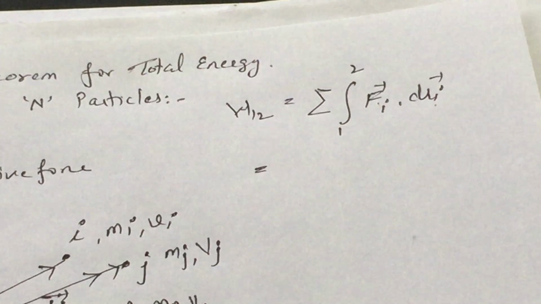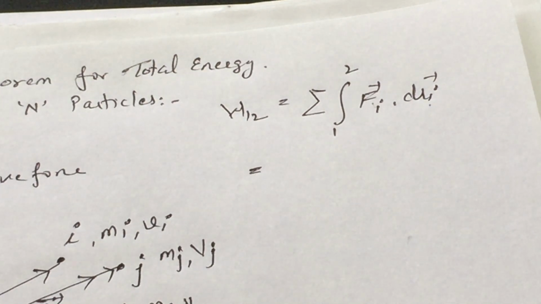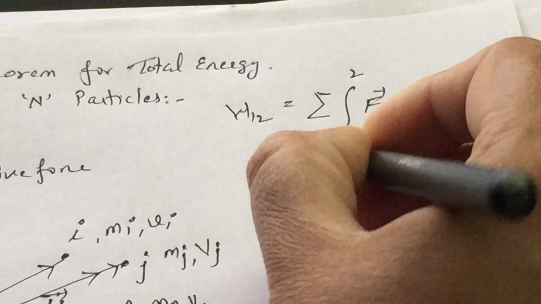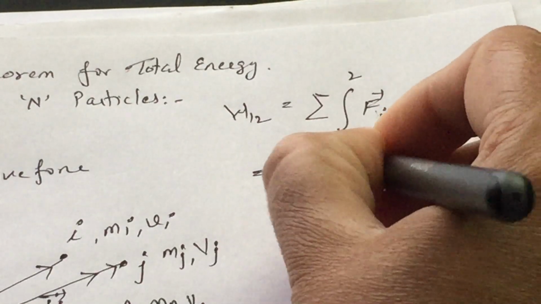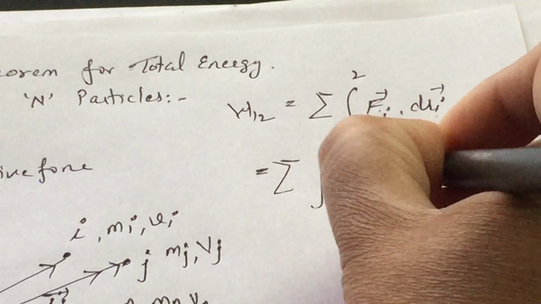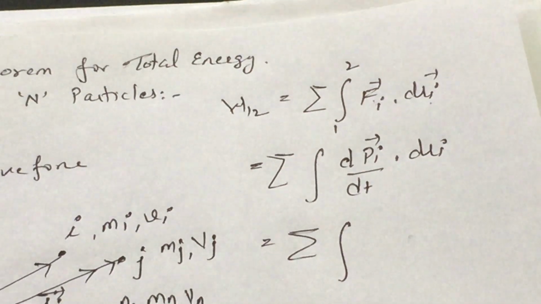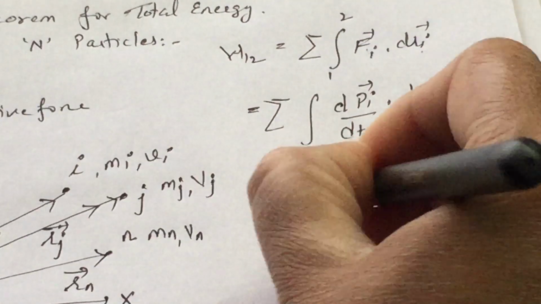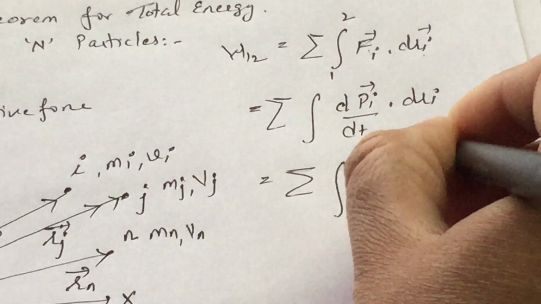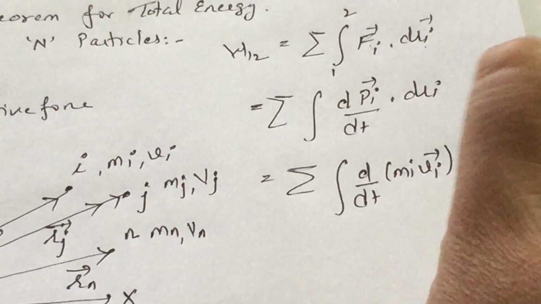Just use Newton's second law of motion, according to which F is equal to dp upon dt. Then if we put all these conditions, instead of Fi we will have dpi upon dt dot dRi. Just put the value of pi in terms of mass and velocity, we will get mi vi, where vi is a vector and mi is a scalar quantity, dot dRi.